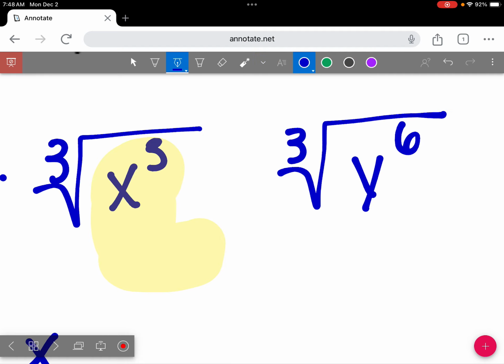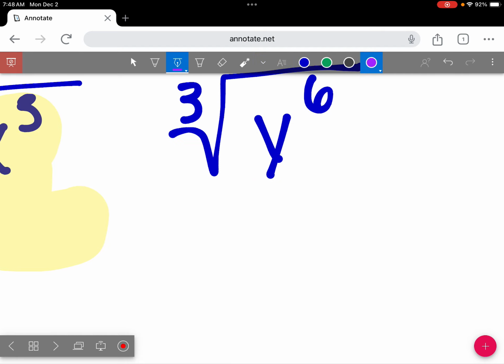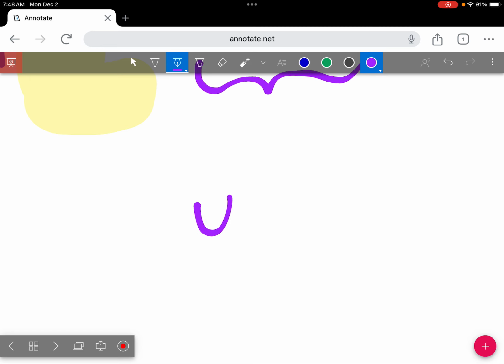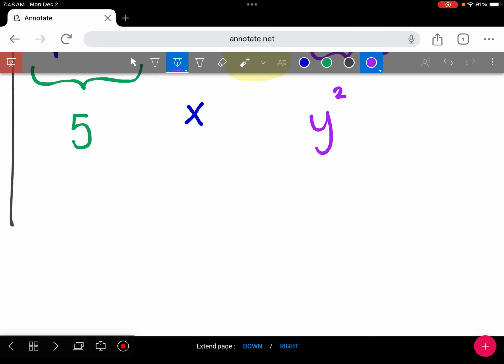How about on my y's? We have y to the 6th. I have 6 Y-shaped socks. I'm looking for groups of 3, so I can make 2 sets, which is y squared. These pieces are being multiplied together. I'm going to rewrite it just because they're really far apart. So our final answer here is 5x y squared.